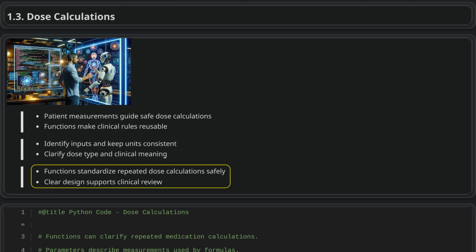Because these calculations may be repeated across patients and medications, functions help keep the computational steps consistent and accurate. They do not replace clinical judgment or policy, but they can standardize how doses are calculated. Learners should name these functions clearly and make their purpose specific, so the measurements and dose types are easy to understand.